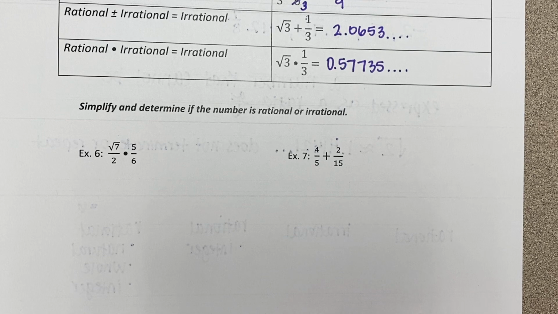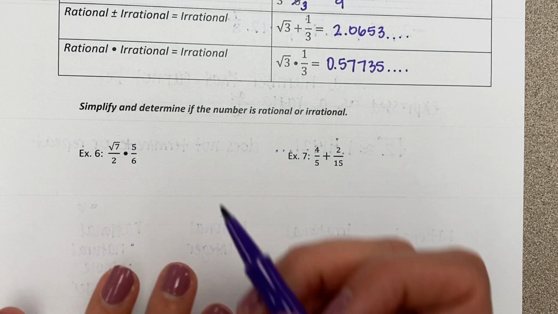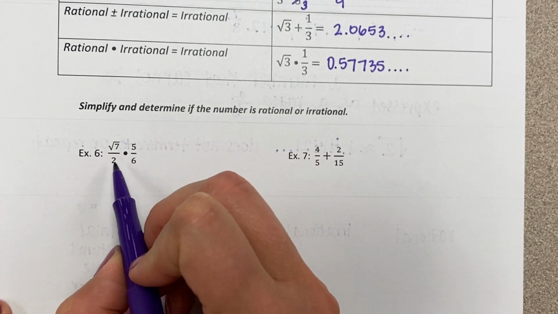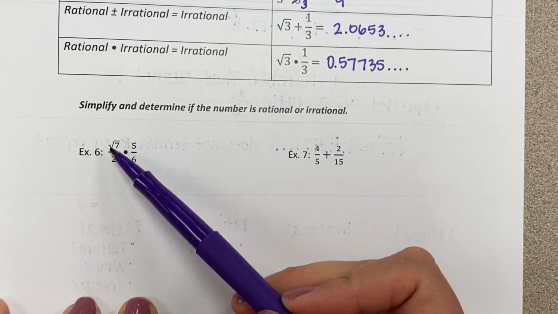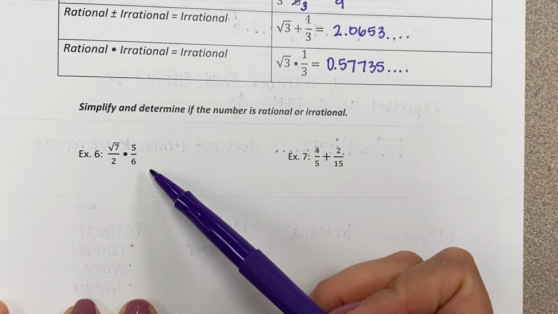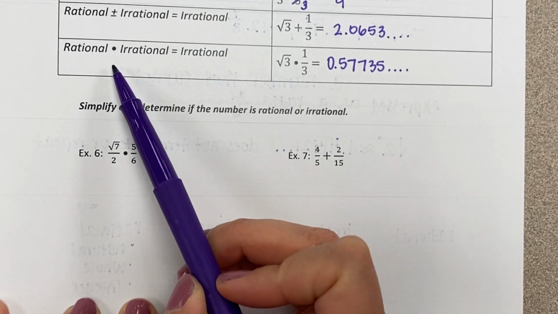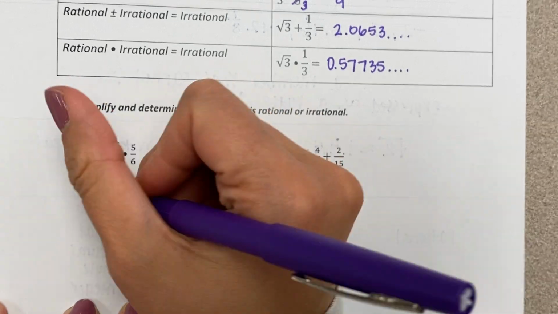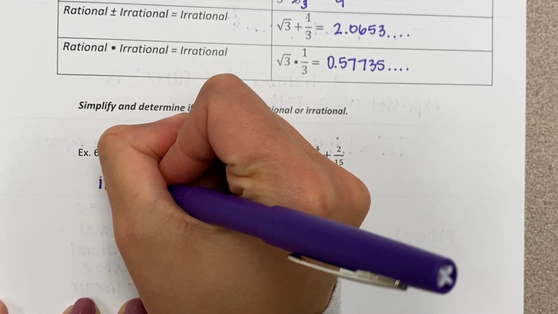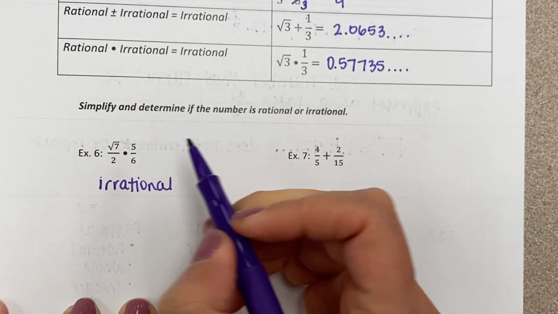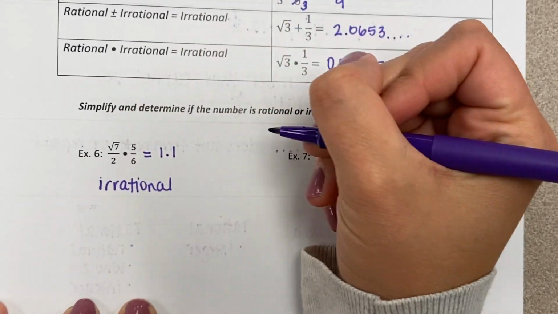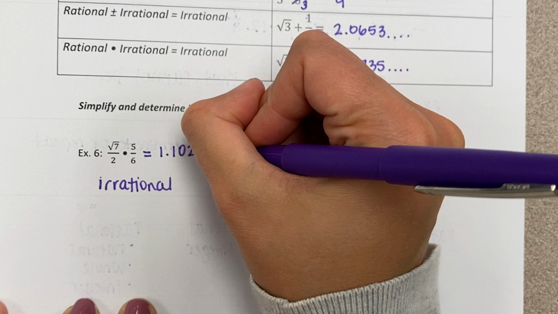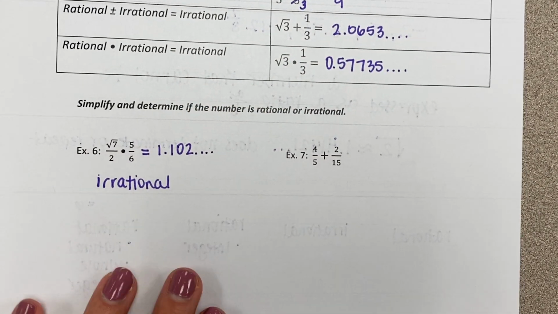For the last part, simplify and determine if the number is rational or irrational. Well, we could actually multiply it out, but this is irrational, this is rational, so I already know by looking at the rule, it should be an irrational. And if I actually multiply it out, it would be 1.102, and it keeps going and going and going and going.